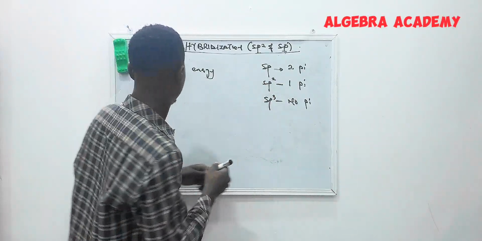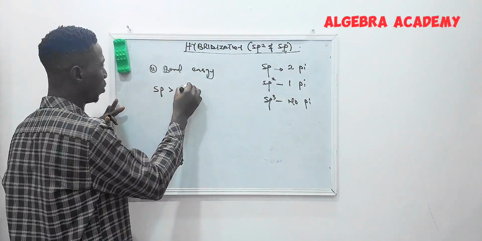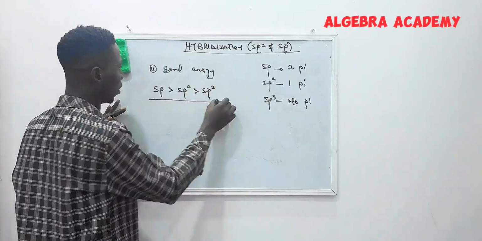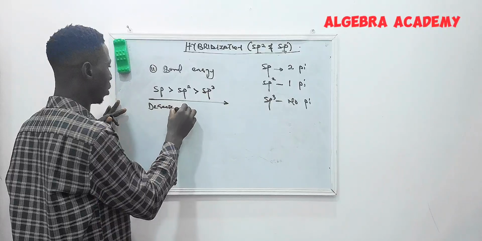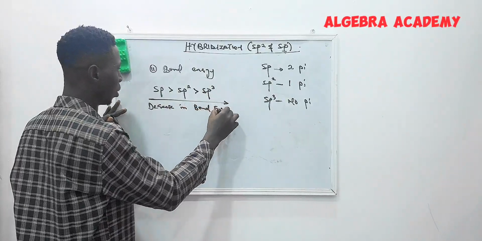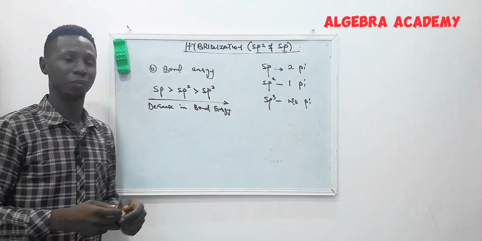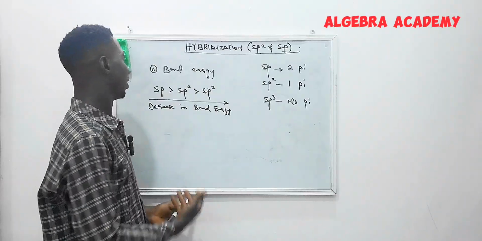So sp is greater than sp2 than sp3. This is decrease in bond energy. So we are using the number of pi bonds to determine the one that has the highest bond energy. That is for bond energy.